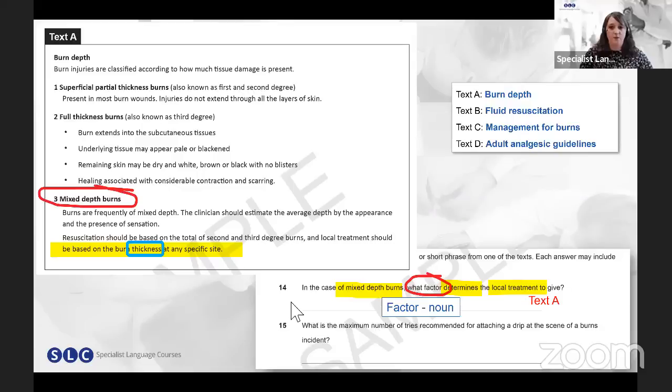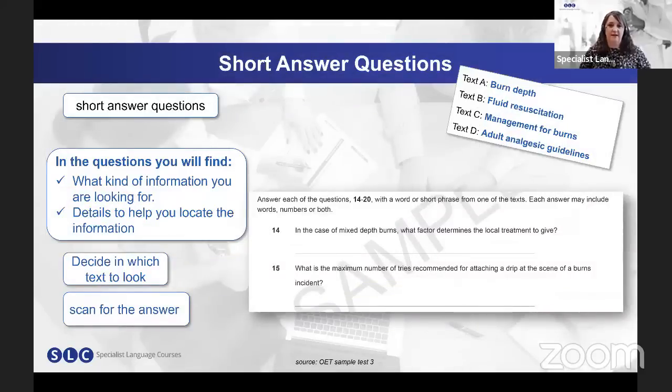However, when we come back to our question, we want to know what factor determines the local treatment. So the factor is just thickness, all right? So we don't really need this word burn because it's already implied in our question, okay? So let's take a look at another example. So we've got our steps to follow for question 15.